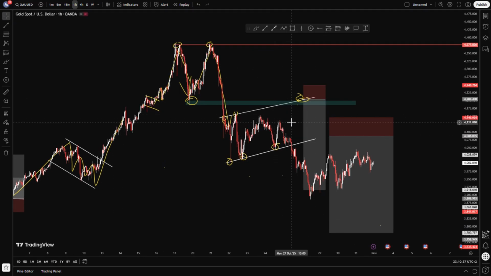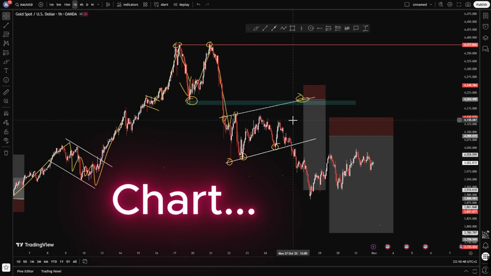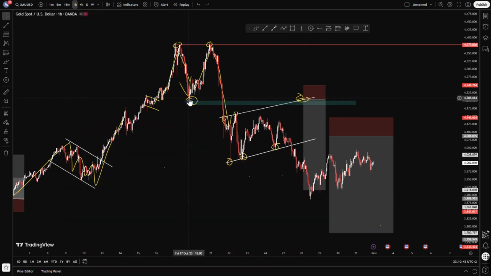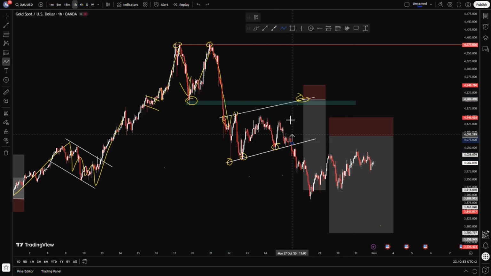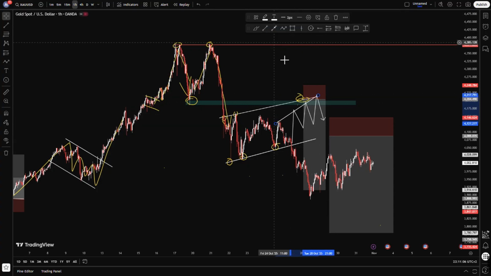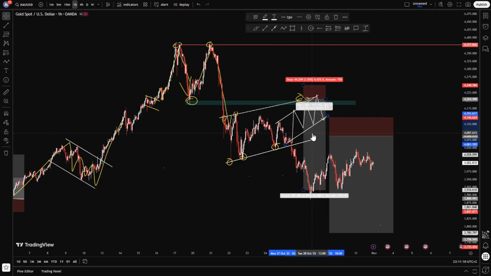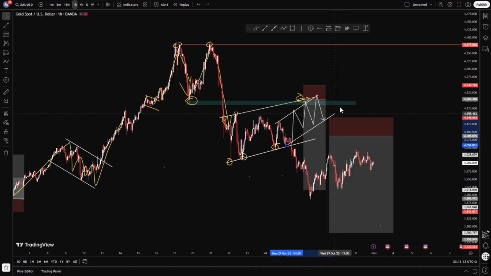Now here we're looking at gold on the 1 hour time frame. As you can see on the screen, my chart is a bit messy. This was my previous analysis from the previous video that I posted. I was expecting gold to push to the upside and create a pattern like this. This is what I was expecting on gold before I could sell to the downside, right?